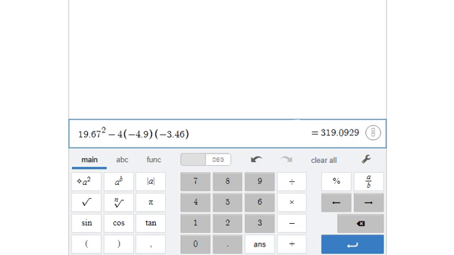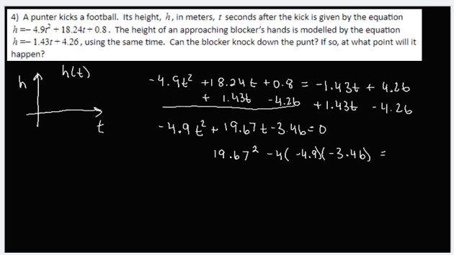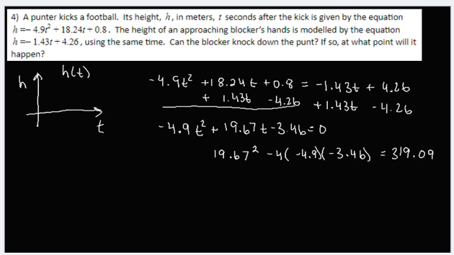Now let's go back to this here. So that equals 319.03, 0929. Make sure I wrote down the correct number here. 0929, okay. All right, and now completing our quadratic, we're looking at negative 19.67 plus or minus the square root of 319.09 divided by 2. No, we're just going to go ahead and say divided by negative 9.8.